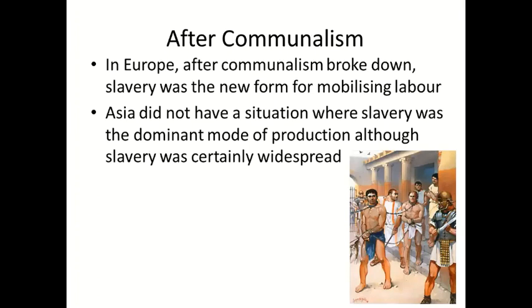Now, when we talked about chapter one, we looked at how Europe had stages after communalism. In Europe, after communalism broke down, slavery was the new form for mobilizing labor. And Asia was different. It did not have a situation where slavery was the dominant mode of production, although slavery was certainly widespread. In Asia we had basically communalism to feudalism, but Asia didn't advance to capitalism unlike Europe.